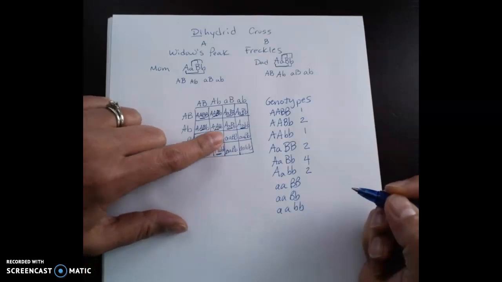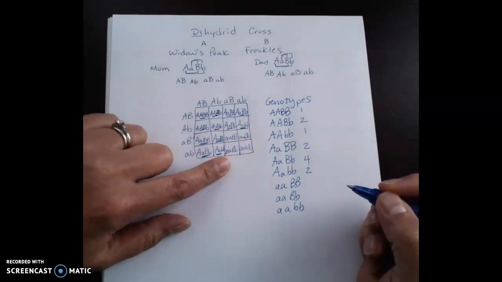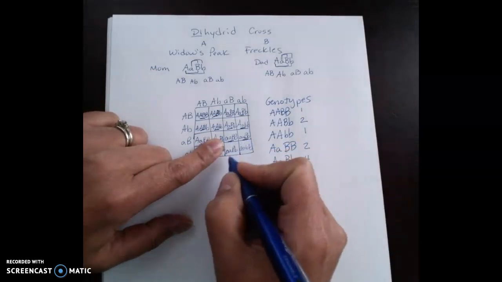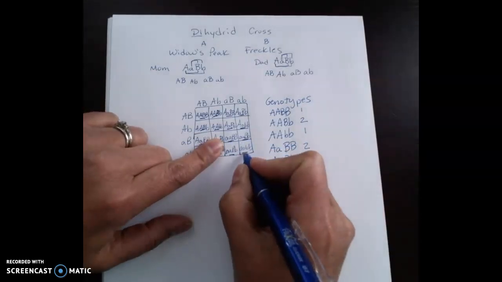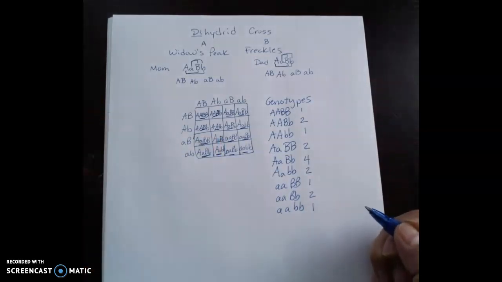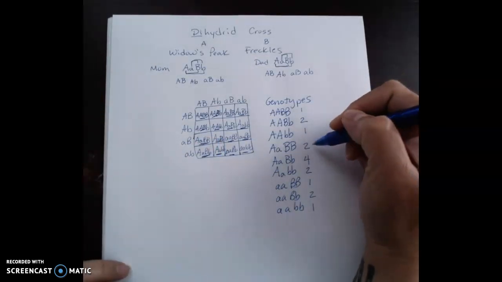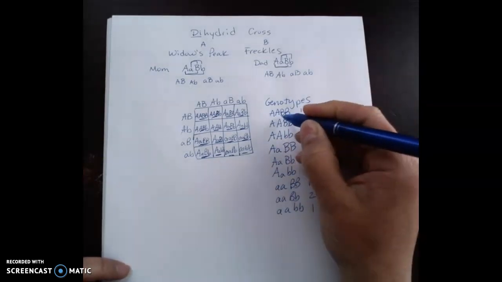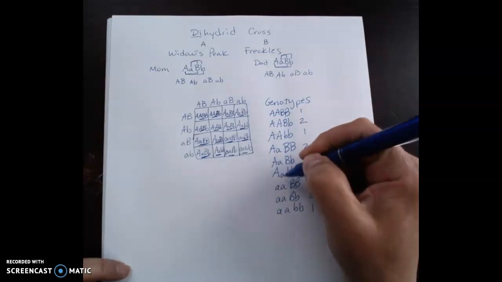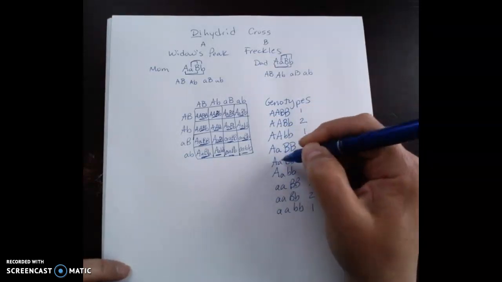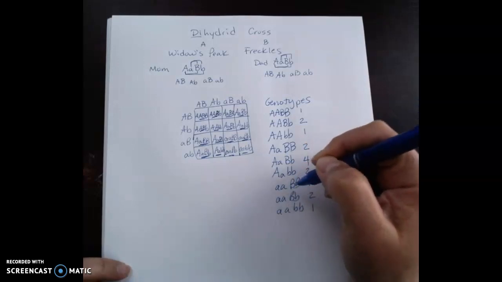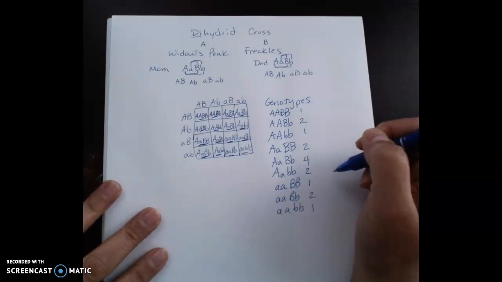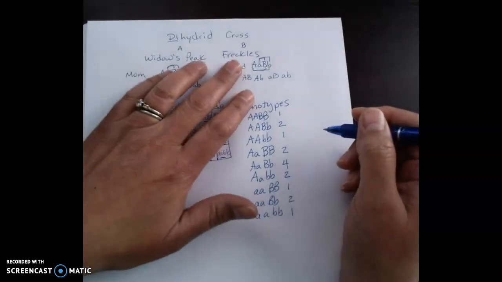All right. Now we're just down to this corner here. We haven't used that yet. So I see 1 of those. I see 2 of those. And I see 1 of those. Notice that nice ratio. 1 to 2 to 1, 2 to 4 to 2, 1 to 2 to 1. Because I wrote them in this order, doing the A's first, dominant, heterozygous, and then recessive, homozygous, I get that really nice pattern.